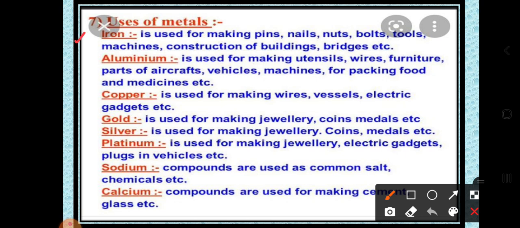So first one is iron. Where can you use iron? Iron is used for making pins, nails, nuts, bolts, tools, machines, and in the construction of buildings and bridges. So these are the uses of the metals.